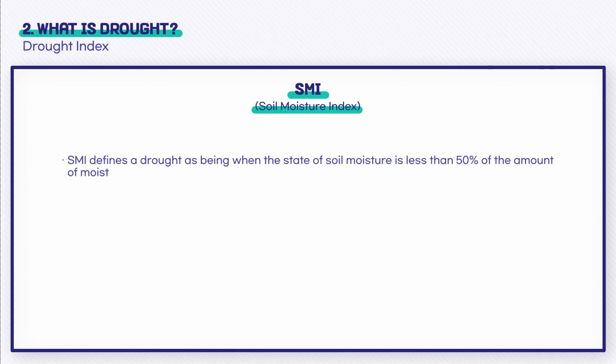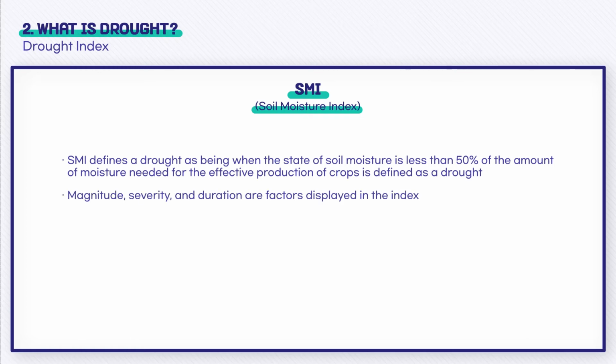Because the state of moisture is very important to soil for the growth of crops, the SMI defines droughts as the soil moisture being less than 50% of the effective amount of moisture based on a reduction of the production of crops, and the period, intensity, etc. of the drought are used to display the index.